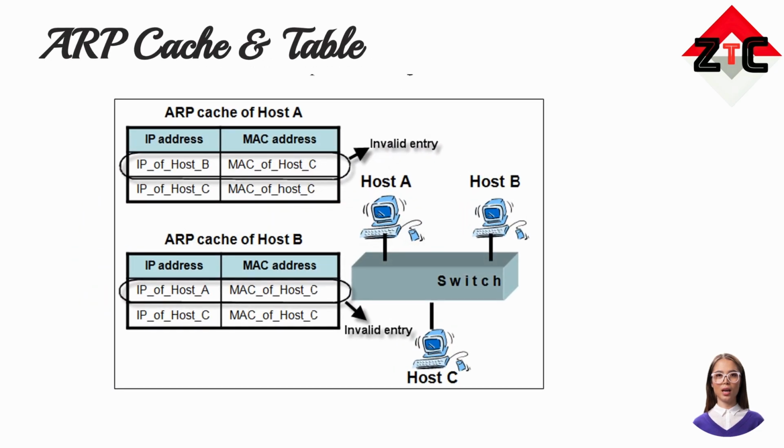ARP cache, ARP table, and its importance. Devices store IP to MAC mappings in an ARP cache or table after receiving ARP replies. The cache minimizes ARP requests for frequently accessed devices, enhancing network efficiency.